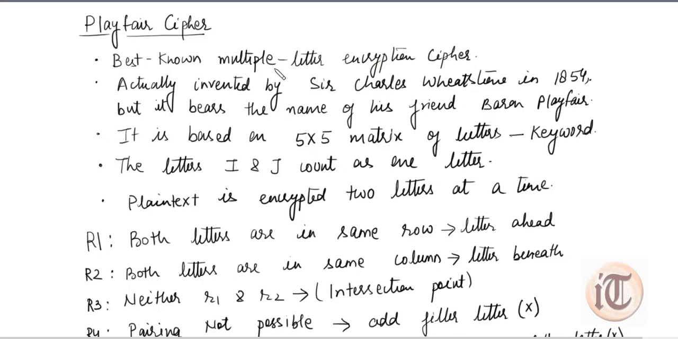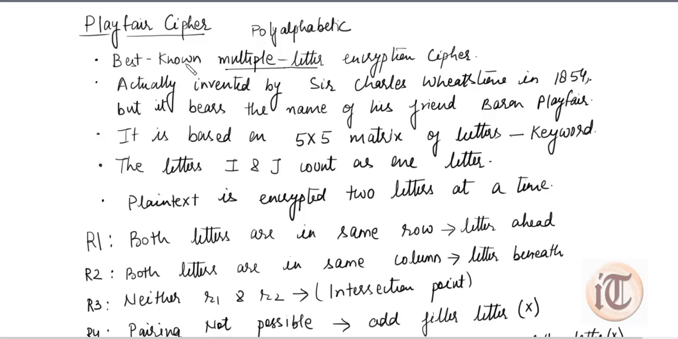Multiple letter means that in the Caesar cipher we take single letters at a time to encrypt it or convert into ciphertext, but in the Playfair cipher we are taking multiple letters, or we can say this multiple letter cipher is also called polyalphabetic encryption cipher, because we are considering multiple letters in this technique.